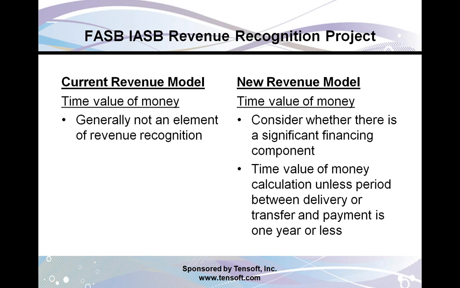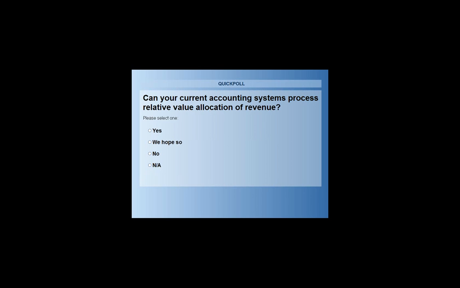So let's look at our final polling question and also see if any other questions have come in. Can your current accounting systems process relative value allocation of revenues, the type of revenue recognition that's proposed under this new standard and also under EITF? So the polls are open for that. Yes, we hope so, no, don't know.